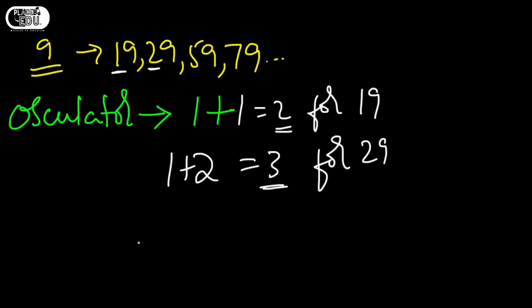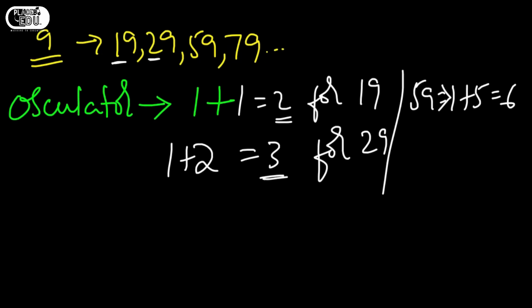Understood? I think you guys get that. And for 59, the oscillator is 1 plus 5, which equals 6. Understood? So we got the oscillator. Now I will give you the example of how we use that oscillator. For every prime number, the procedure is the same. Understand? For example, consider the number 145.